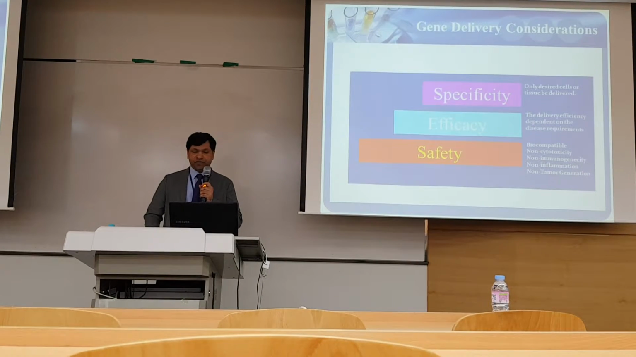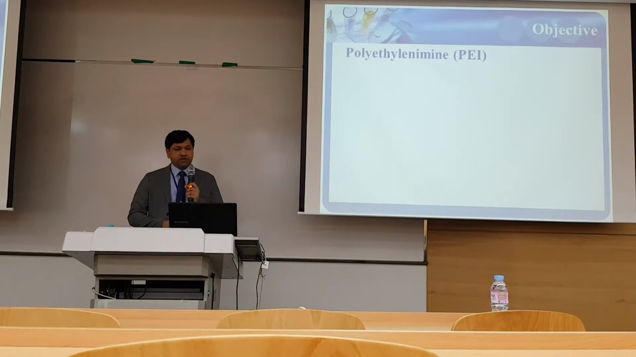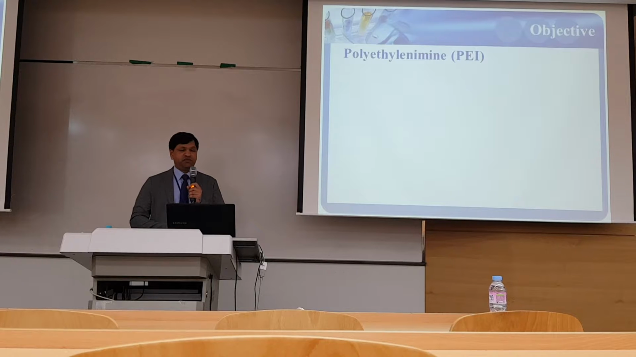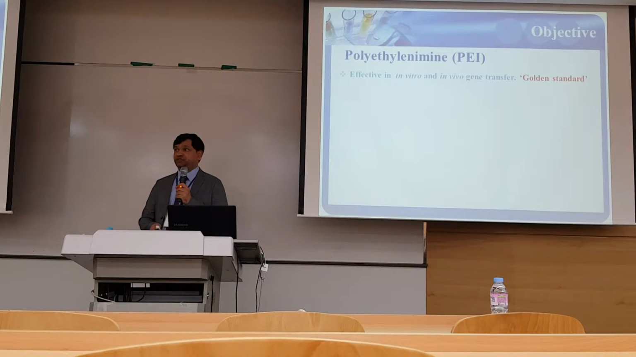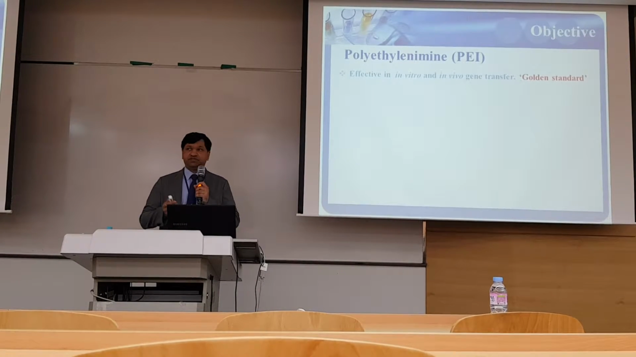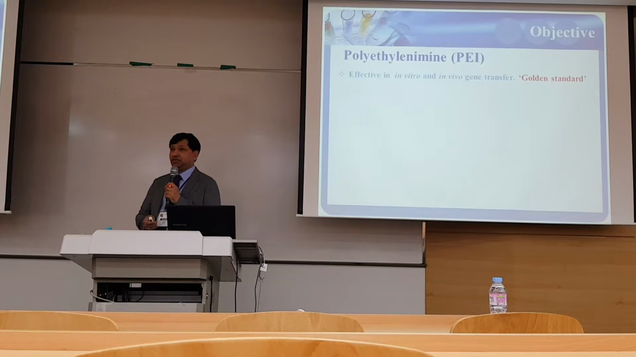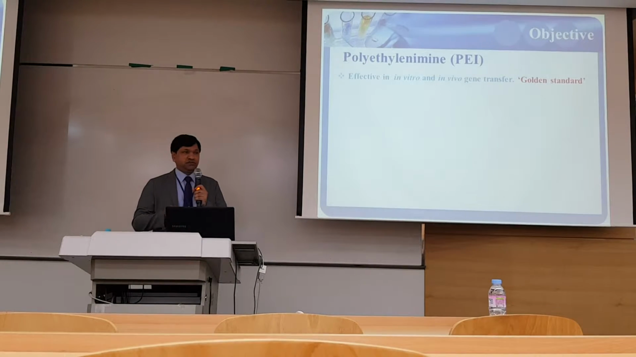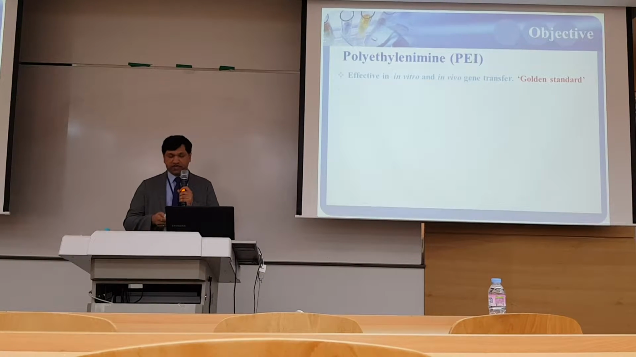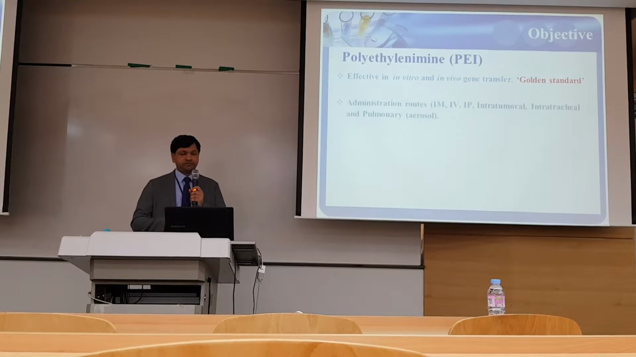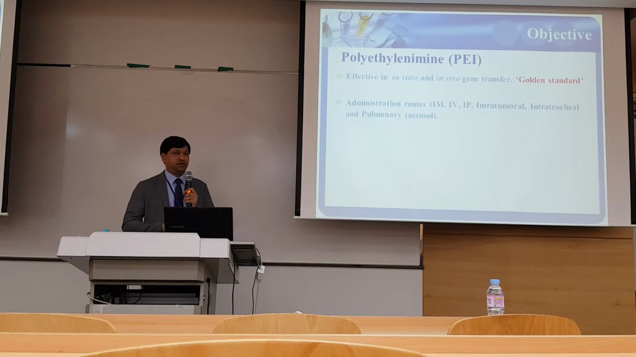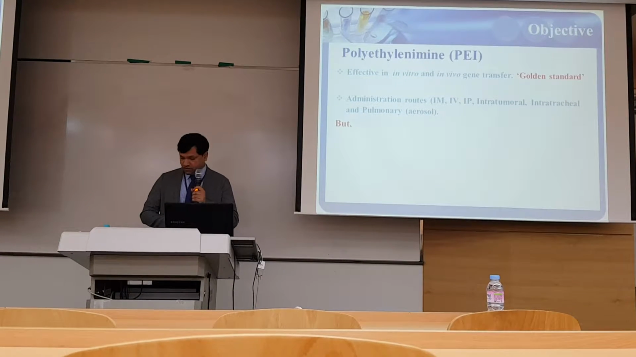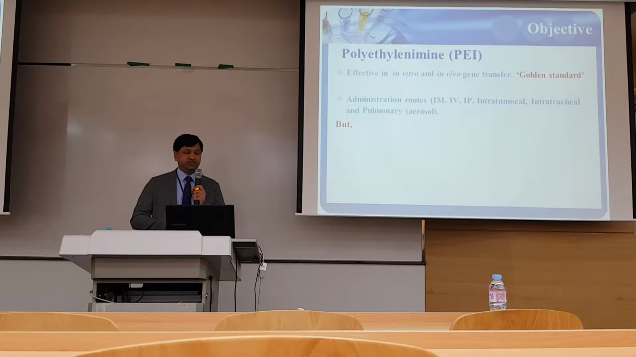launching in the market. So our objective was to use polyethylenimine, which is one of the gold standard polymers, very effective in gene therapy. Actually, that polymer was initially used in the paper pulp industry, but because of its two forms, linear and branched, it has different types of chemistry, and we can utilize that chemistry. So it can be administered by different routes of administration, in animal studies as well as human studies.